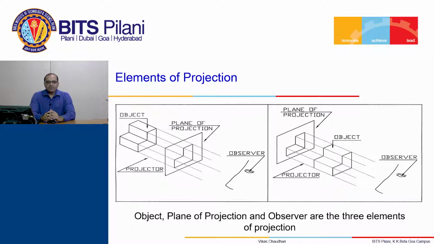Elements of projections. Basically there are three elements of the projections. One is the object, second is the plane of projection, and third is the observer. In figure 1, the object is shown, then we have the plane of projection and the observer. If you see the sequence, here you will see that the object, plane of projection and observer is a sequence, whereas in the second figure, the object comes in between the plane of projection and the observer. So based on the sequence of object, plane of projection and observer, the methods of projections are derived.